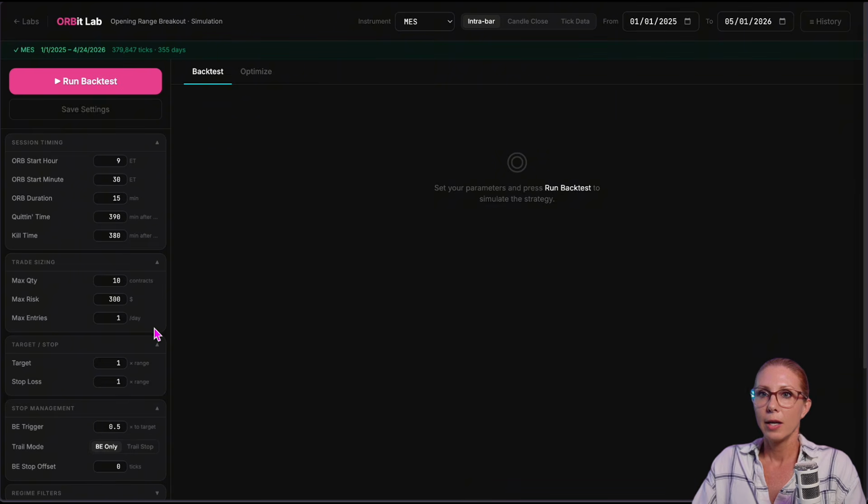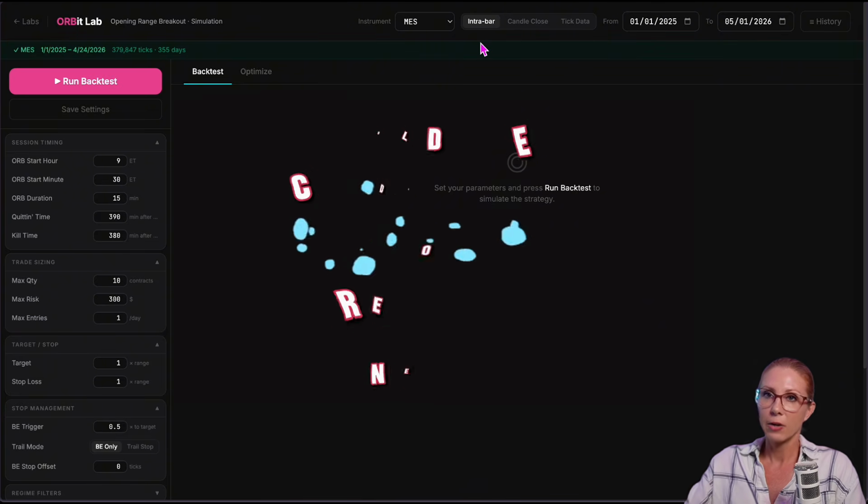So I'll go ahead and run this. And this is entering intra-bar. I'm not waiting for candle close. This is the way I do it. I don't wait for candle close. I don't wait for re-entry or anything like that.